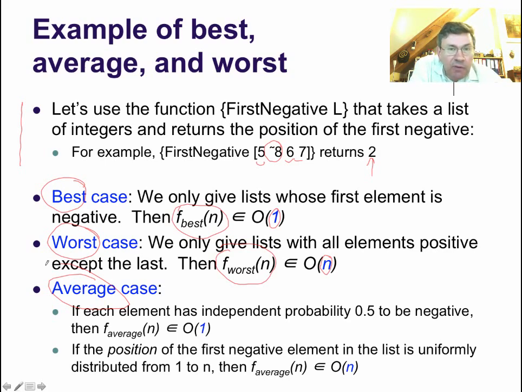If each element has a 1/2 chance of being negative, then we will very quickly hit a negative element, and if you make the calculation, you'll see on average we need to see 2 elements, so that's a constant, so it's O of 1. But if the position of the first negative element is a uniform distribution, so it might be the first one, it might be the second, up to the nth, and each one has probability 1 over n, then the average complexity will be n, because on average it will have to look at n over 2 elements, and n over 2 is O of n.